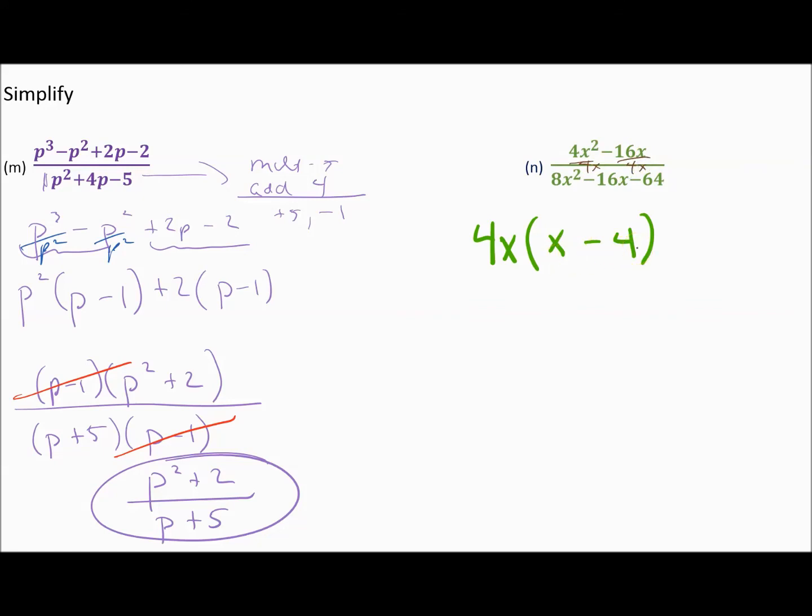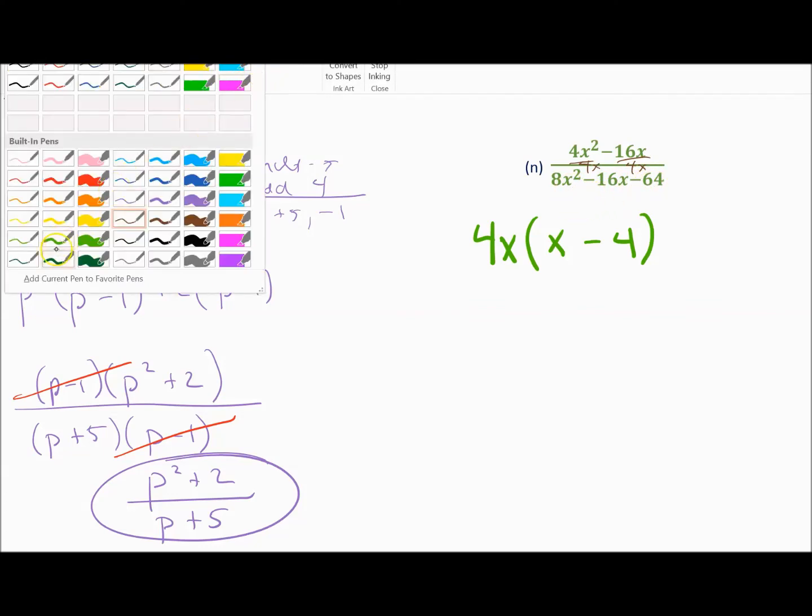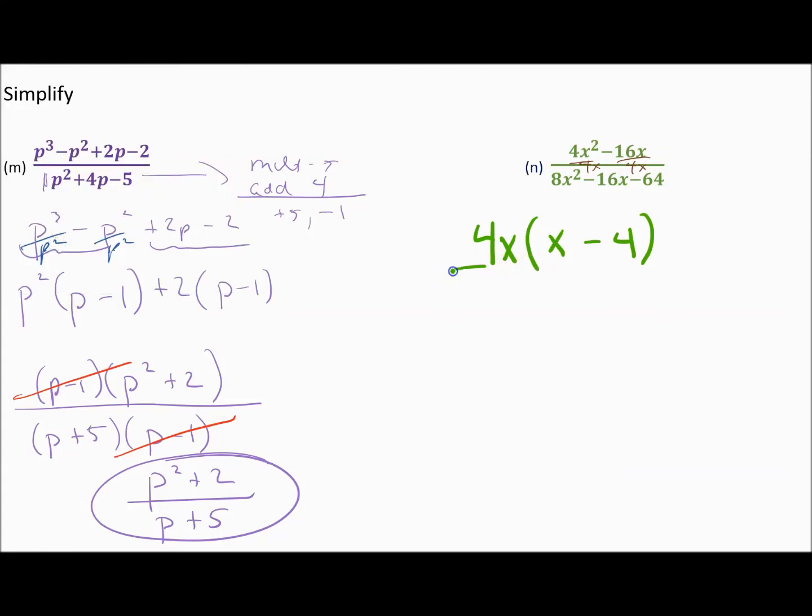Okay, in the denominator, I notice that I have, looks like an 8 in common. Don't you see that? 8, 16, 64, 8 divides in all those, but they don't all three have an x, so I can't factor out that x. So when I do that, get my color back, I'm going to pull out that 8, and it's going to leave me with x squared minus 2x minus 8.